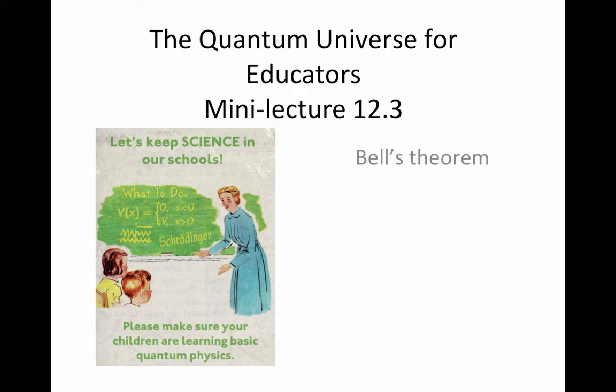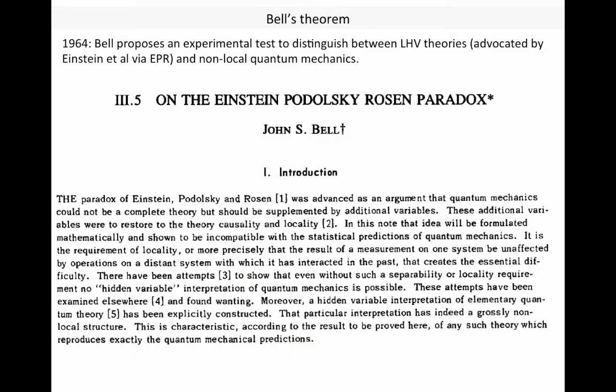This week we're going to go through an example of Bell's theorem and discuss how it allows us to distinguish between quantum mechanics and local hidden variable theories that are proposed to replace quantum mechanics as a more fundamental theory. So Bell's theorem was published in 1964, directly inspired by the EPR paradox that we covered in the previous lecture.